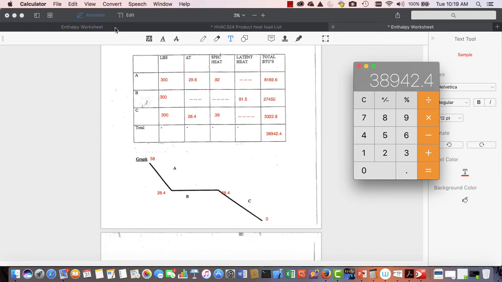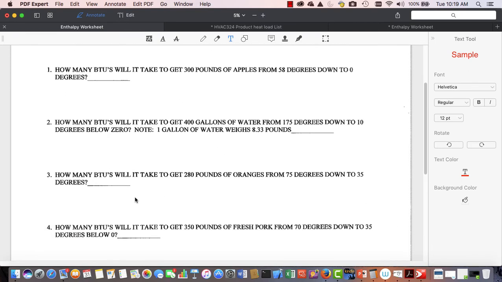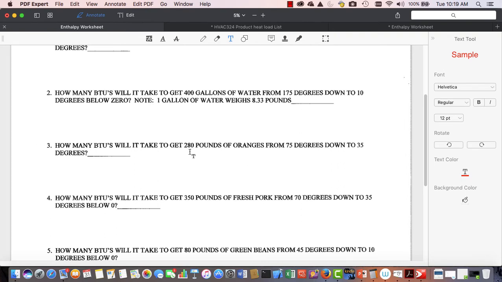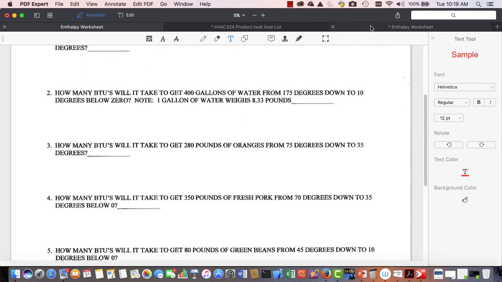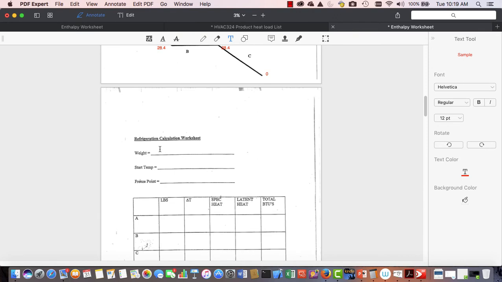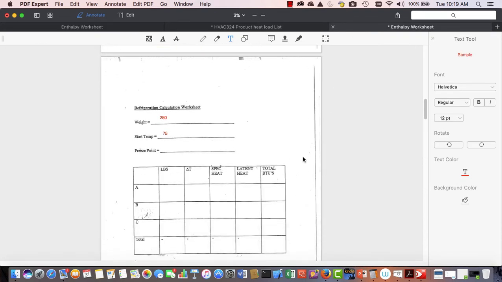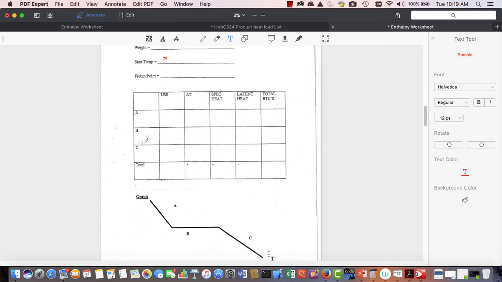So let's do one more just to make sure we got this. Let's go ahead and do the 280 pounds of oranges from 75 degrees down to 35. 280 is my weight, 75 is my starting point, 35 is my end point. So let's go back over to my enthalpy worksheets. Again, we have 280. We have a starting temperature of 75, and my ending temperature was 35. Actually, we're probably not going to cross a freezing line, because I don't think oranges freeze at 35 degrees.